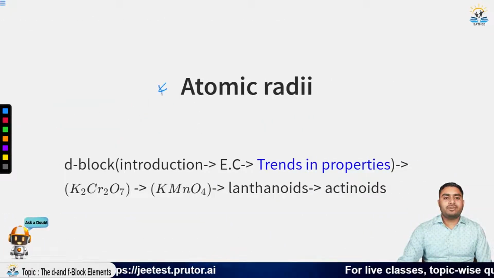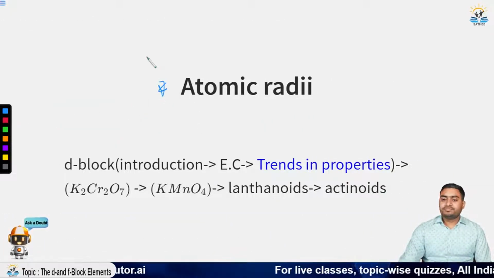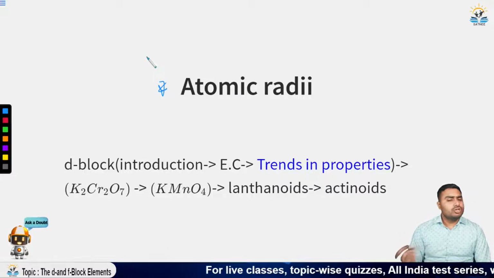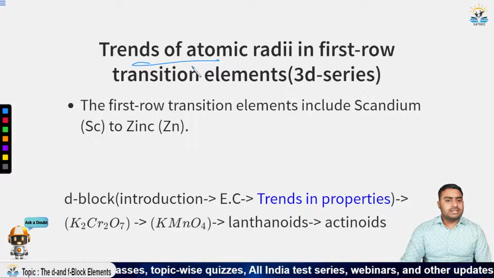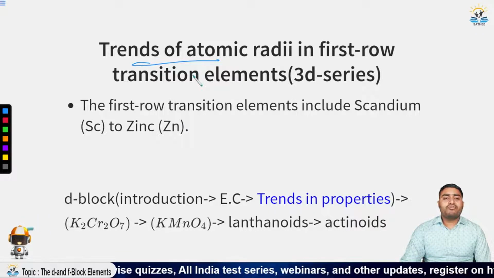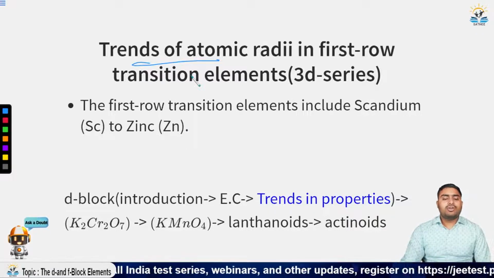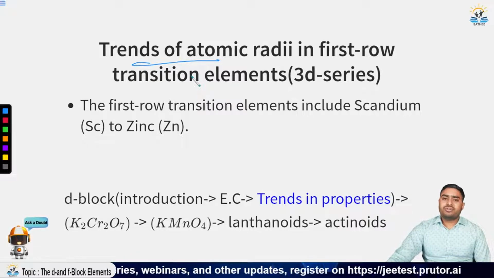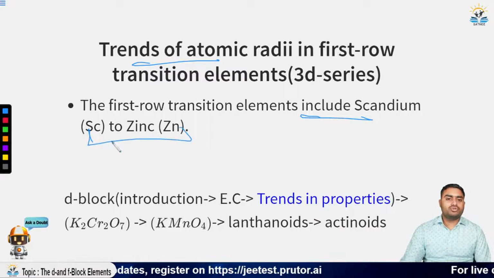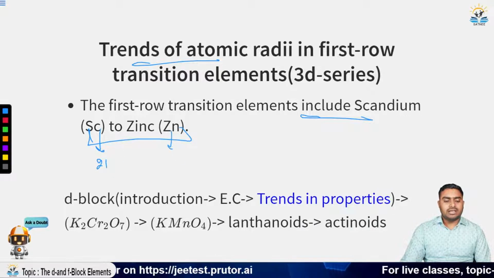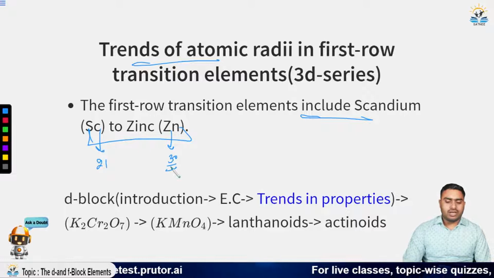The next trend is the atomic radii trend. The larger the size of an atom, the greater the atomic radii. So let's understand. We are now going to discuss trends of atomic radii in the first transition series, or you can say the 3d series, or first row transition elements, and they include scandium to zinc. That means atomic numbers 21 to 30.